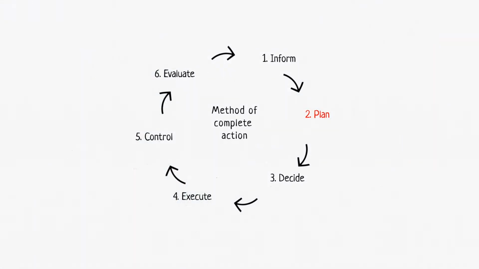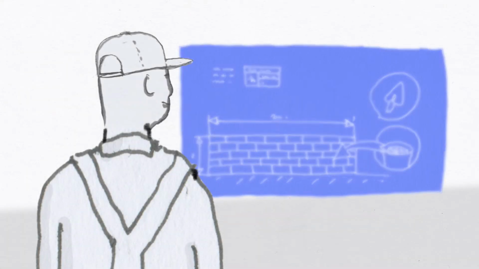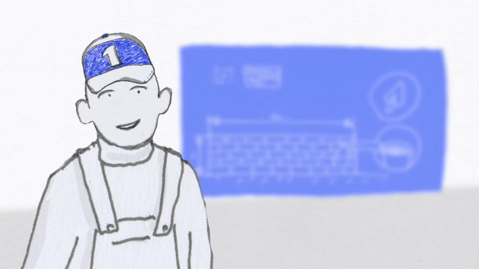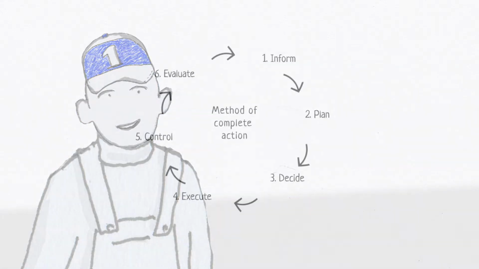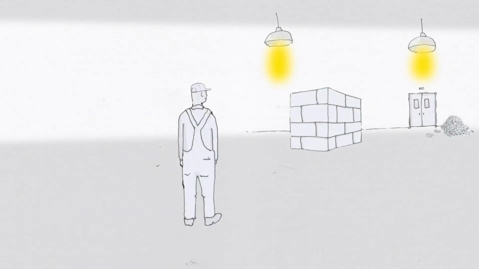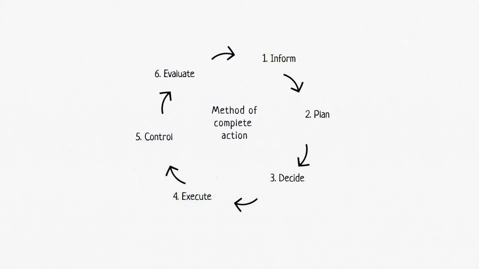In the second step, trainees plan the implementation of the task. You can, for example, use the construction plan to determine which tools, materials, and protective equipment you need, what the workflow looks like, or whether there are different procedures. In the third step, trainees formulate the conclusions of the planning step and decide what to do next.